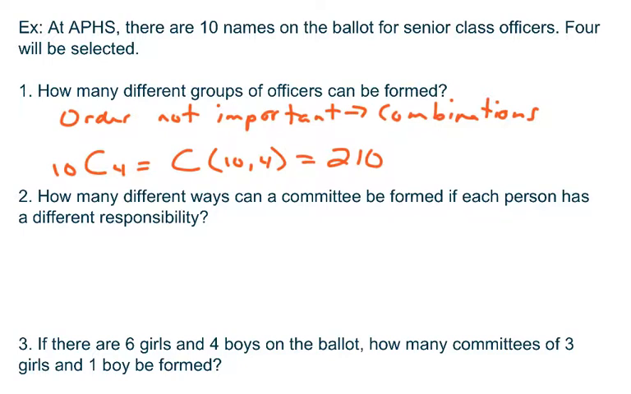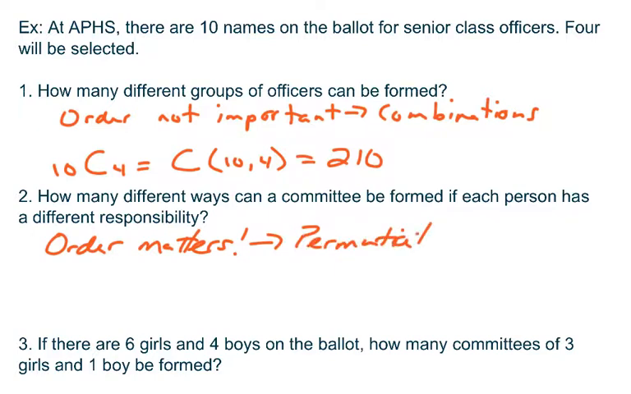Question number 2, how many different ways can a committee be formed if each person has a different responsibility? Now the order matters, because if one person is in charge of leadership, another person is responsible for events, then the order in which you're selected matters. So now we can say order matters, or order is important. So this is a permutations problem now.